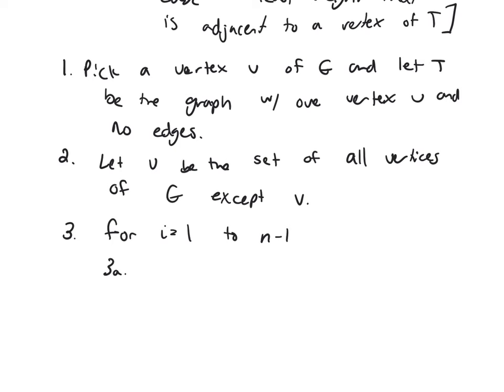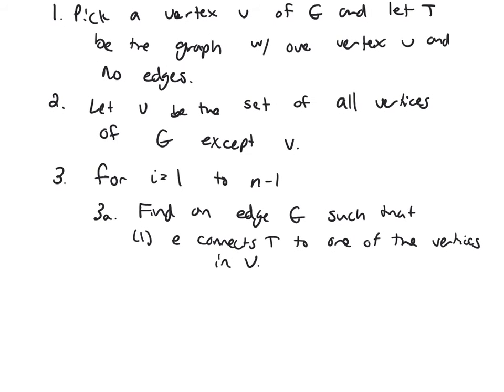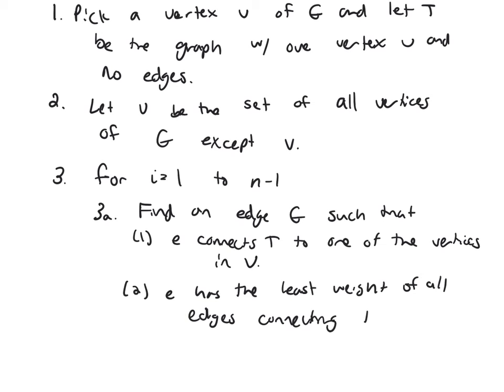So I'll just label it 3A. You're going to find an edge E such that two things have to happen. So one, E connects T to one of the vertices in V. So this edge has to have one vertex in T and one vertex not in T. And two, E has to be the least weight of all edges connecting T to a vertex in V.